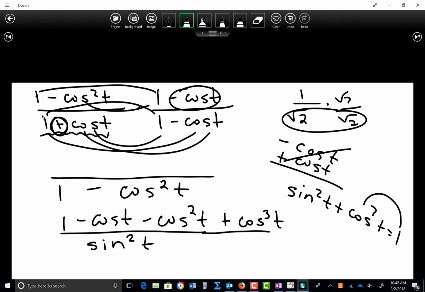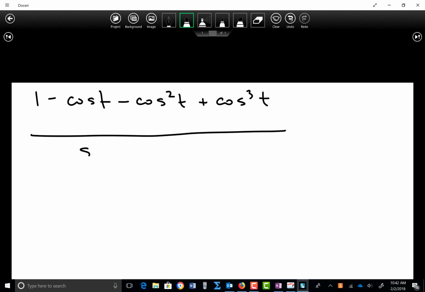So what I'm going to do is I'm going to clear this slide and write down what we have so that you can see it again. So we have 1 minus cosine squared plus cosine cubed, and that's all on the top. And on the bottom, we said we had sine squared. Okay, so if I factor this by grouping, and the reason that I know to try factoring by grouping is because it has 4 terms, and that's your clue that it should be something that you can do by grouping.